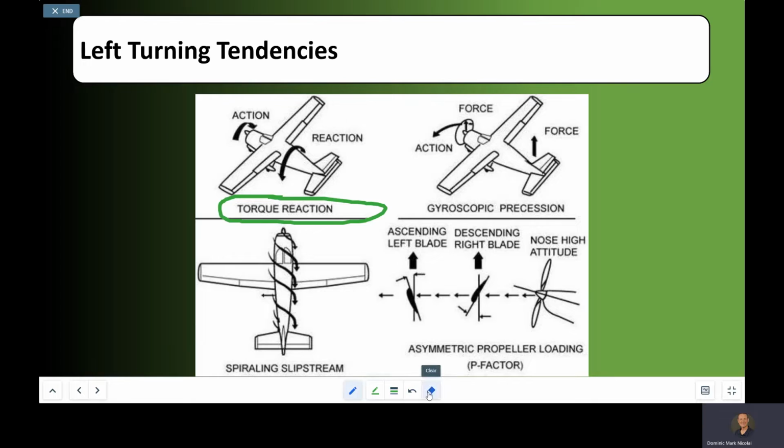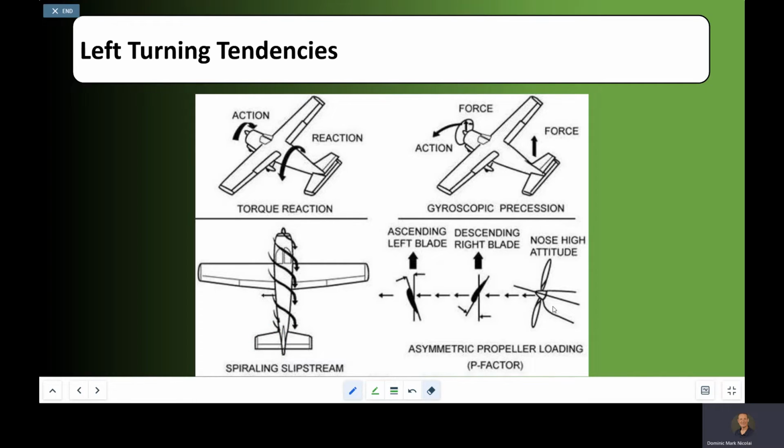That's the opposite reaction. Another effect of the airflow is the spiraling slipstream. So that propeller spins the air around the fuselage. It does have the effect of striking both the vertical stabilizer and the left horizontal stabilizer. And we'll expand on that in an upcoming slide here.